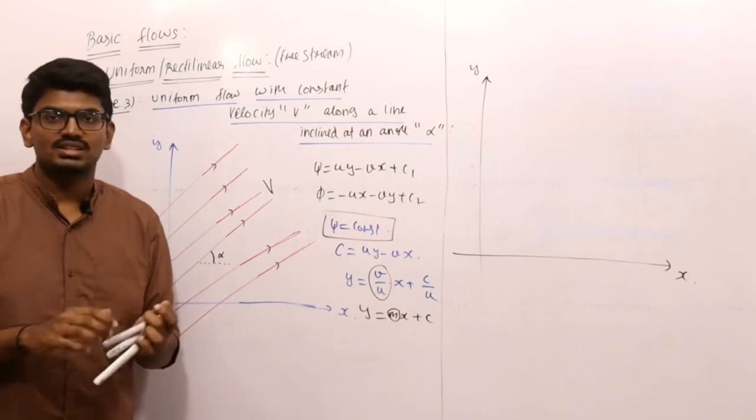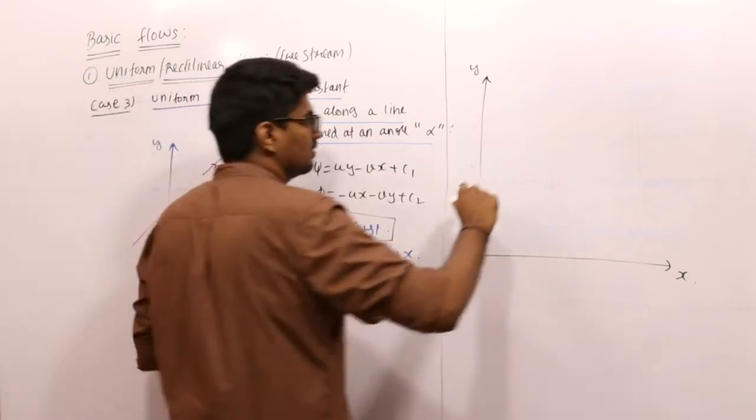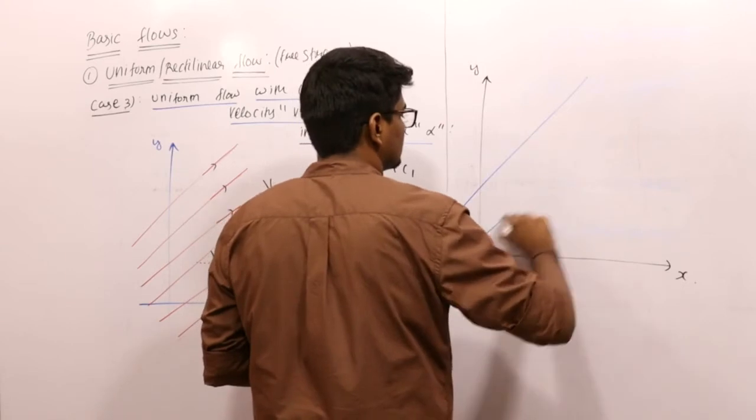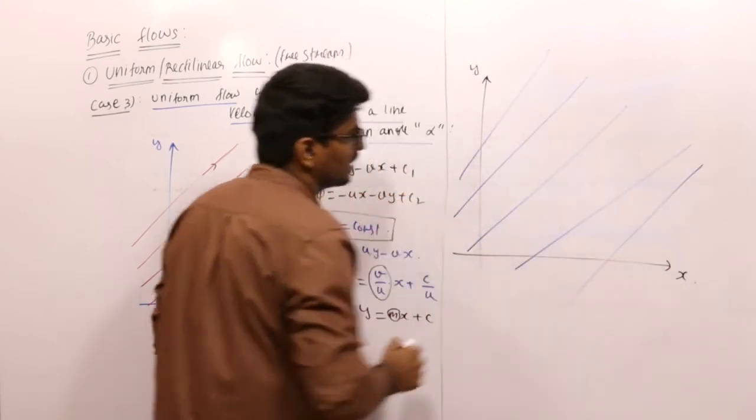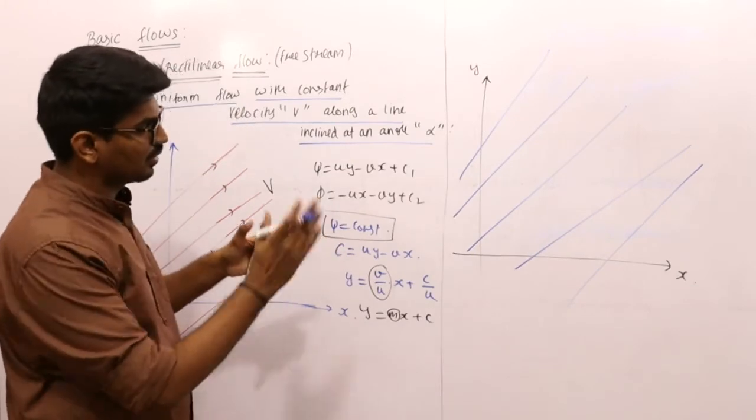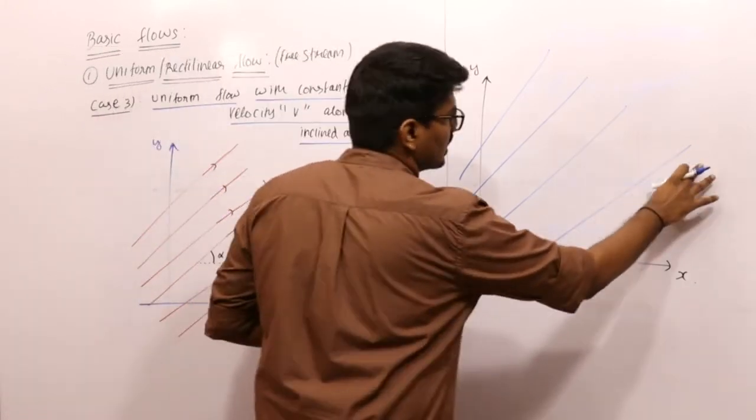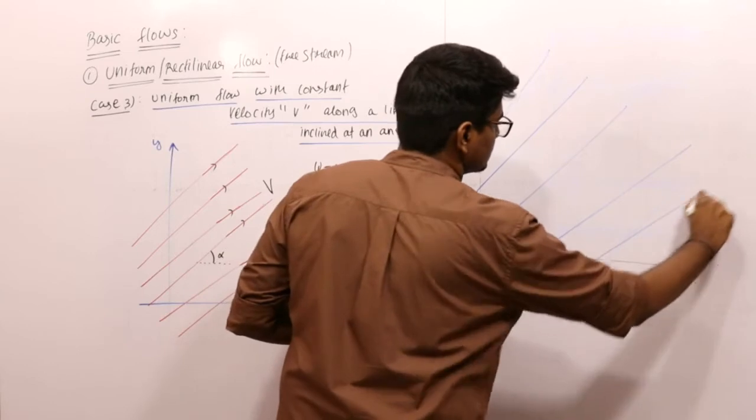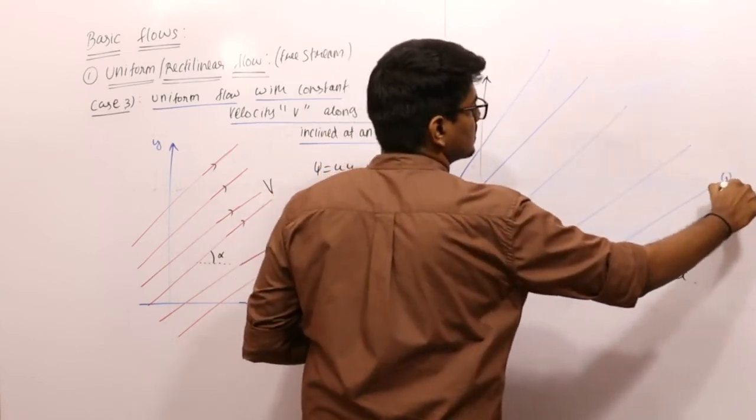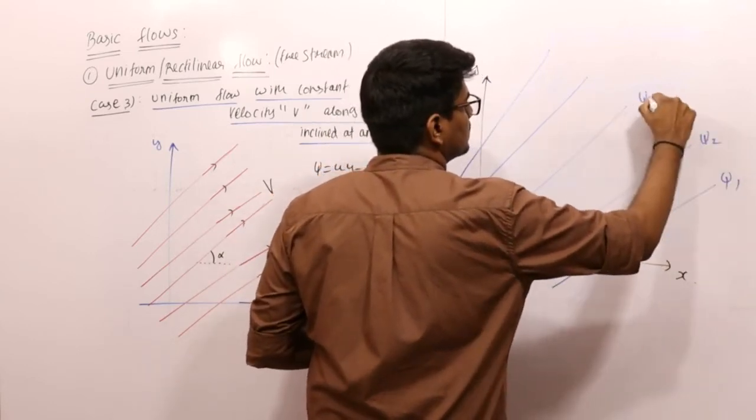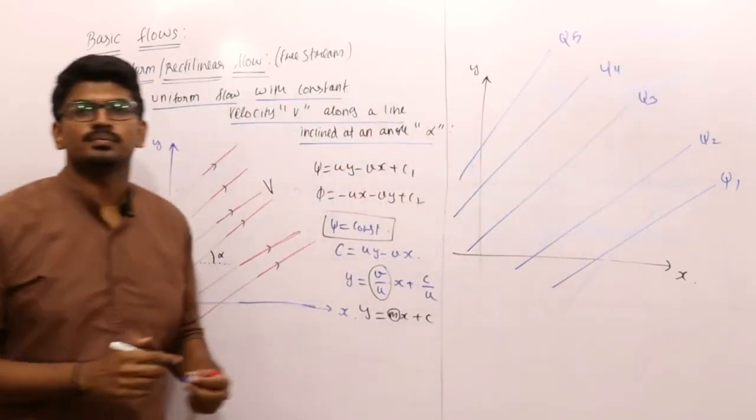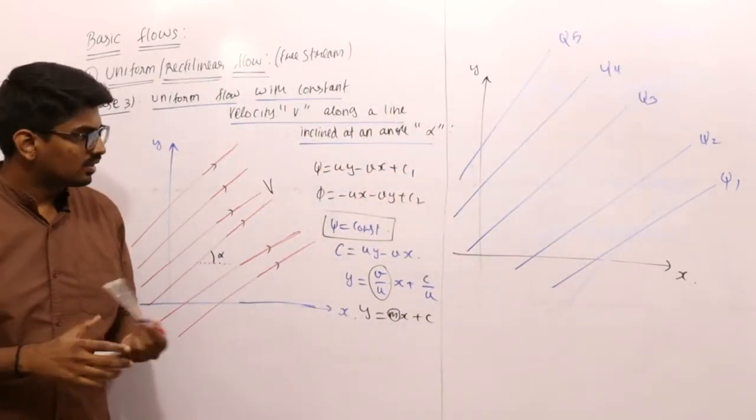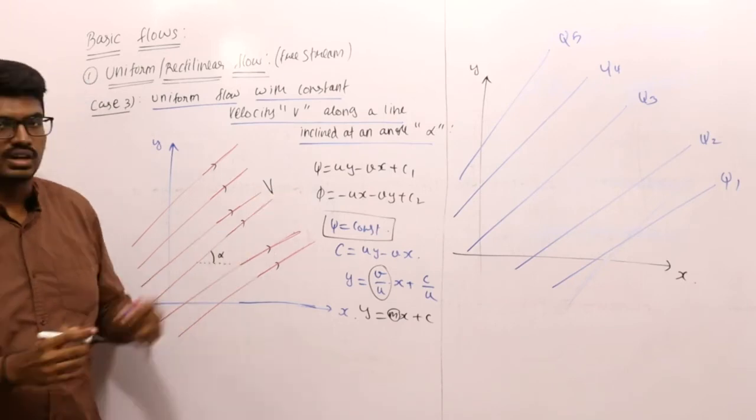Y is equal to mx plus c means how does the line look? It will look something like this. I'm not drawing it properly, it has to be exact. So this is psi 1, psi 2, psi 3, psi 4, psi 5. Okay, now what about this one?